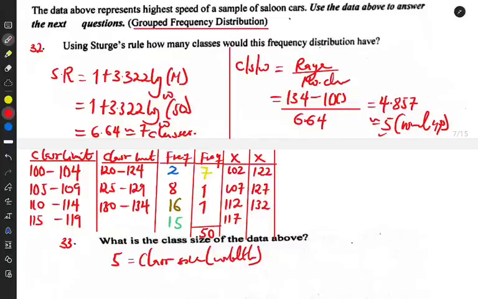So that becomes the midpoint value. That means you also need to have a column for f of x. So we have a column for f of x. We're supposed to get that generally up there.